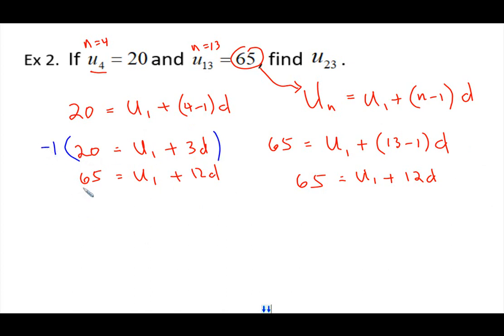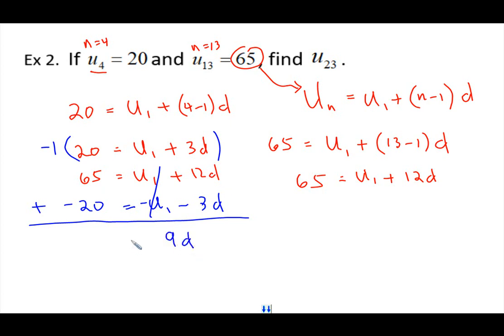So I multiply all this by negative 1, and it's going to become negative 20 is equal to negative u sub 1 minus 3d. If I multiply all of this by negative 1, this is what I'm going to get. So now, using the elimination method, I notice the u sub 1s are going to cancel each other. So I'm going to end up with 9d is equal to, I add these, 45. So I divide by 9 on both sides. I've just figured out that the common difference d is 5.